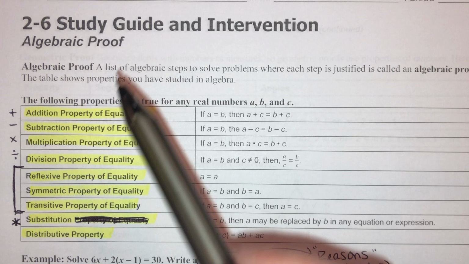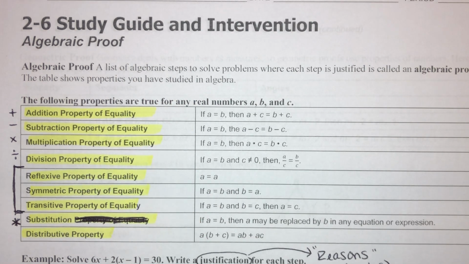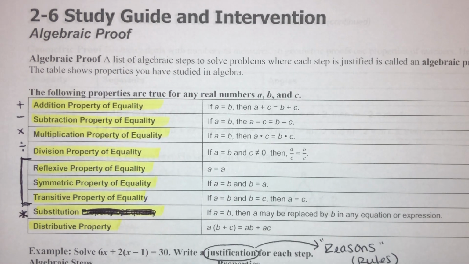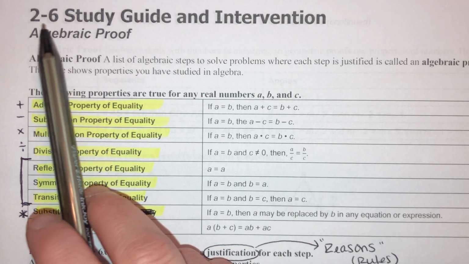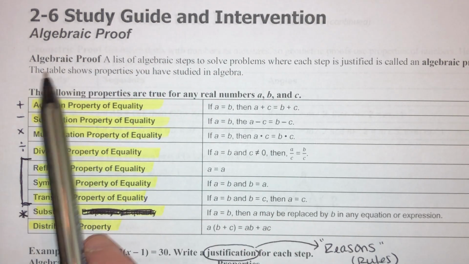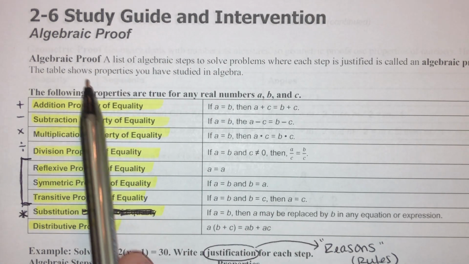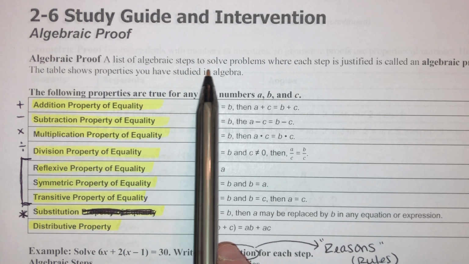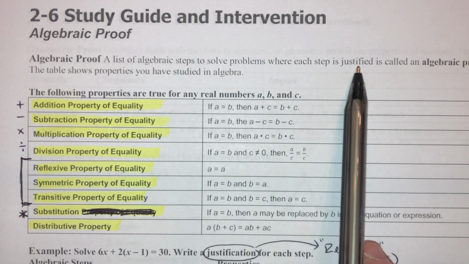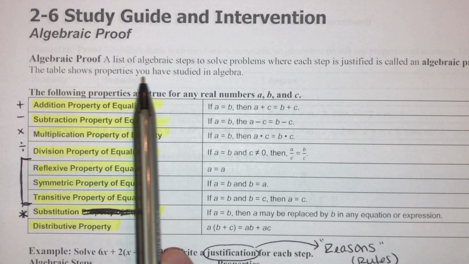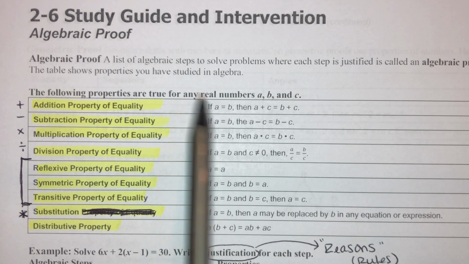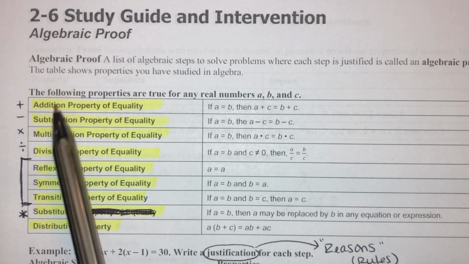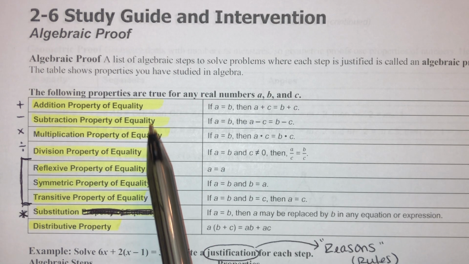But I'm just going to cut to the chase and use this study guide to get to the meat of the lesson. So 2-6, study guide and intervention, algebraic proof. Algebraic proof is a list of algebraic steps to solve problems where each step is justified. The table shows properties you've studied in algebra. We are going to use these. So yes, you should already know these. You've used them in algebra.